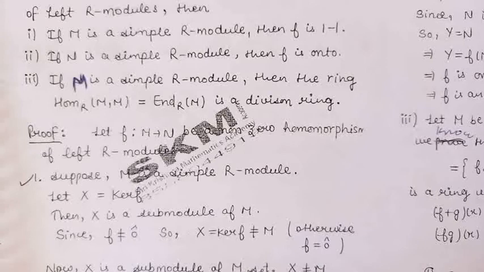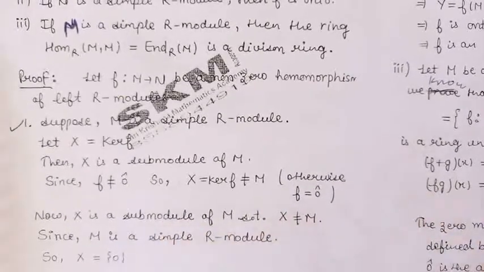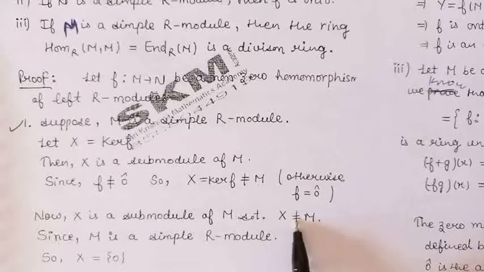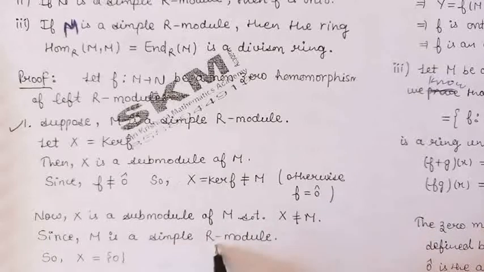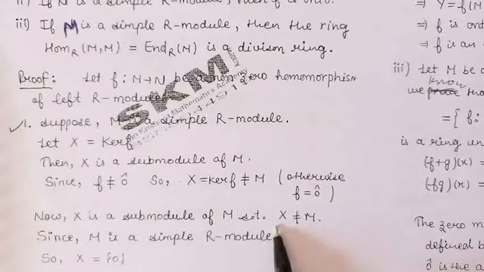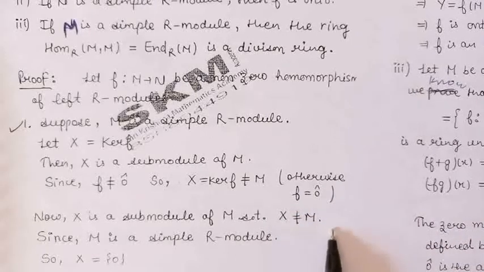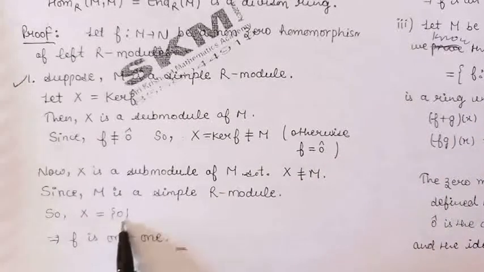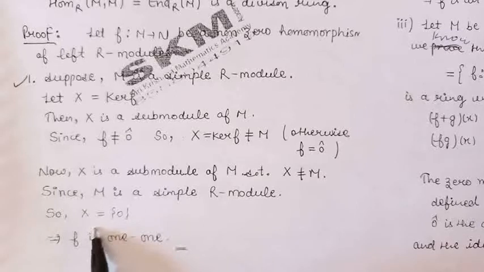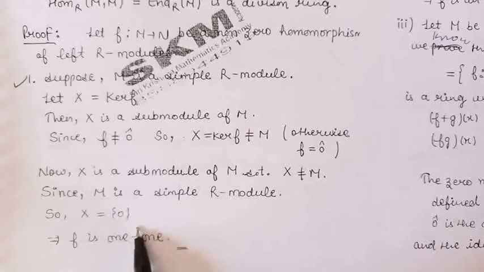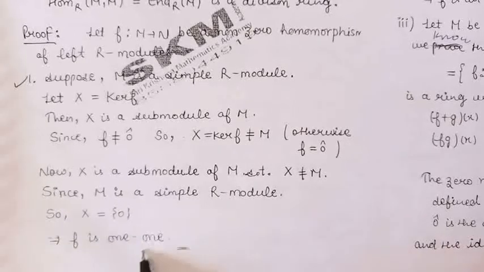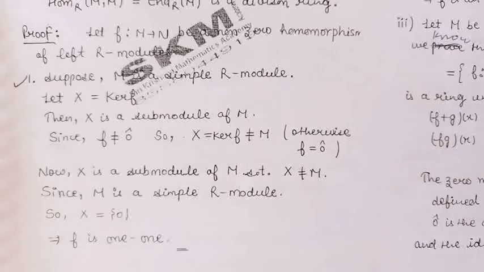Now, because the kernel of f is a submodule of M, and this is not equal to M, and here we are given M is a simple R module, and a simple R module has only two submodules, either 0 or M. So here X can take only two values, either it is the 0 module or it is equal to M. But because X is not equal to M, we are left with only one possibility. It means X should be the 0 module. So we have proved the kernel of the homomorphism f is 0. So by definition, we can say that the mapping f is 1-1. So we have proved if M is a simple R module, in that case f is 1-1.